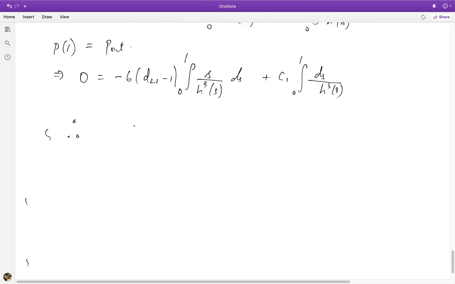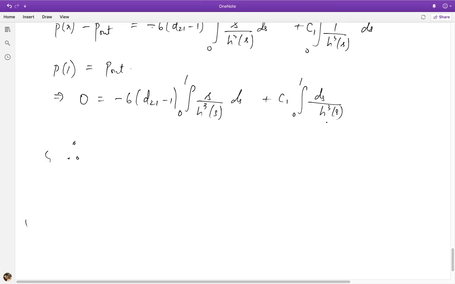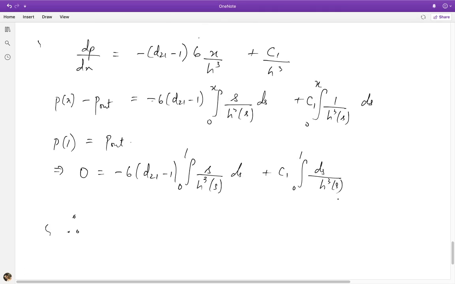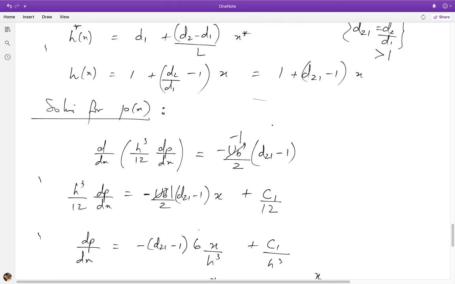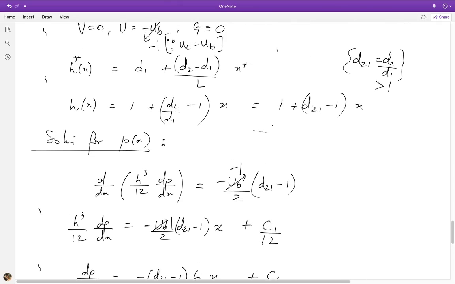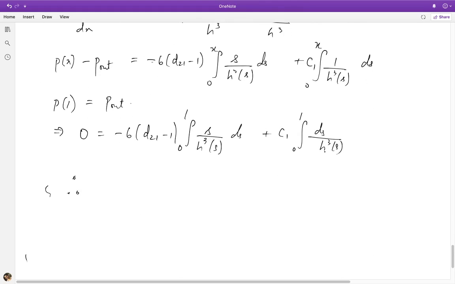And then I will leave it to you. So you can evaluate these integrals rather straightforwardly if you just substitute h of x. H of s is simply 1 plus d21 minus 1 into s. It's just a linear function, for which you take the cube. So it's a straightforward integration to carry out. And I will leave you to show that C1 is simply 6 times d21 minus 1 upon d21 plus 1.